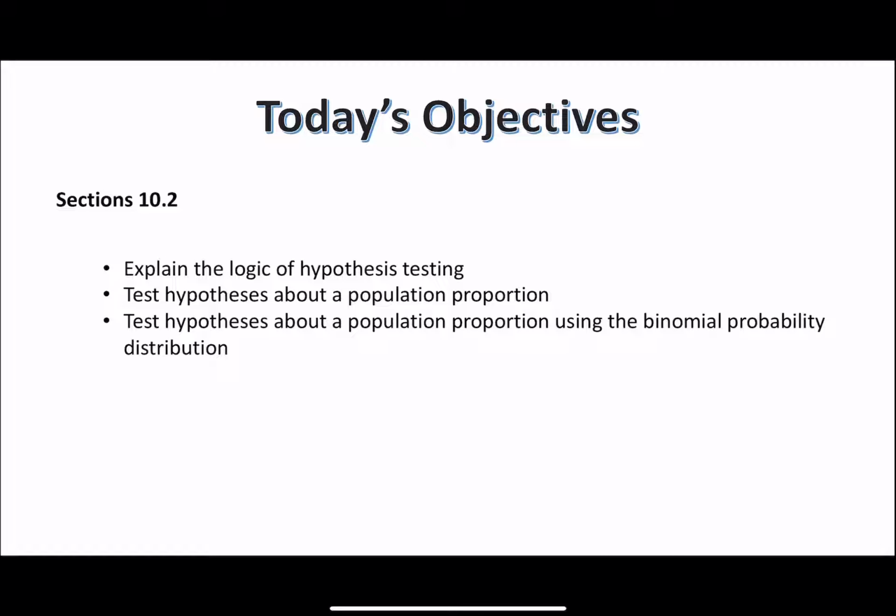Now we are at 10.2 and we get to actually do some math, and I'm really excited about that. So we're going to explain the logic of hypothesis testing. We're going to talk about testing the hypothesis about a population proportion, and we're going to look at two different ways to do that. We're also going to look at a way to test the hypothesis of a population proportion using the binomial probability distribution. So we're going to do a couple of different things, and I'm hoping you get it.